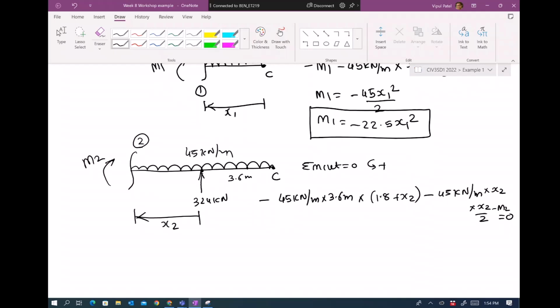Why did you multiply by 1.8? Let's say this one, 45 times 3.6. That will go 1.8 here, so from this point to here, 1.8 plus X2. Then minus 45 of this one times X2 times X2 divided by 2, minus M2 equal to 0. Does it work like this? Sorry, which one? 324. Oh yeah, 324 we need to add this side. So it's quite complex, as you know. All right, let's get the 324 somehow, squeeze in here, minus M2, and that's plus 324 X2 equal to 0.